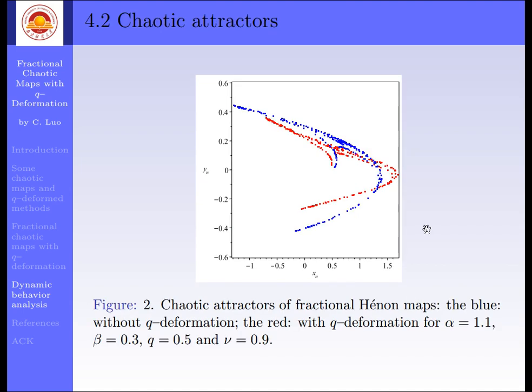Then, for the deformed Henon map, we get the chaotic attractors. In this image, we give two kinds of chaotic attractors to compare the effect of deformation. The blue part is a fractional Henon map without q-deformation. The red part is a fractional Henon map with q-deformation, and q is equal to 0.5. We can see that the chaotic attractor's bending effect is obvious after introducing the parameter q.